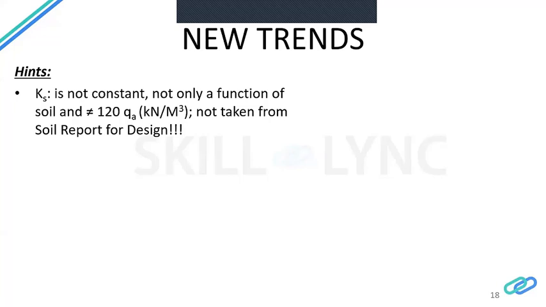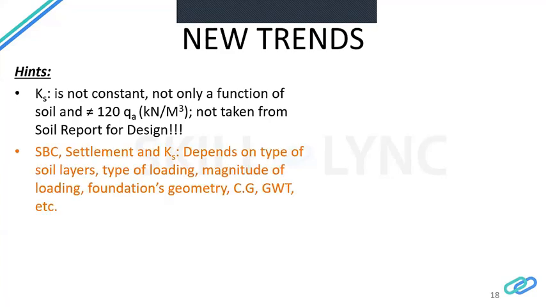Because the modulus of subgrade reaction is not a constant and is not an intrinsic property of the soil. It depends, just as the soil bearing capacity and the settlement do, on the type and the layers of the soils. It depends on the type of loading, the magnitude of the loading, the center of gravity of the loads and the center of gravity of the foundation, the geometry of the foundations, the groundwater table, the depth of foundation, and so on. So it is not a constant value.